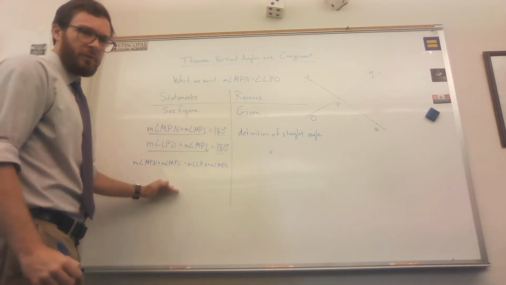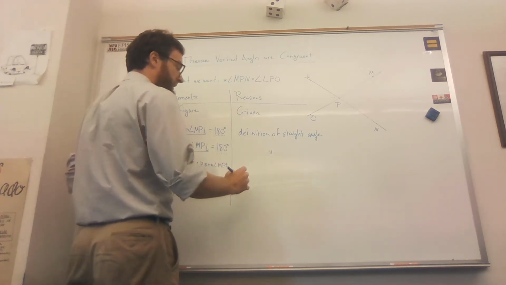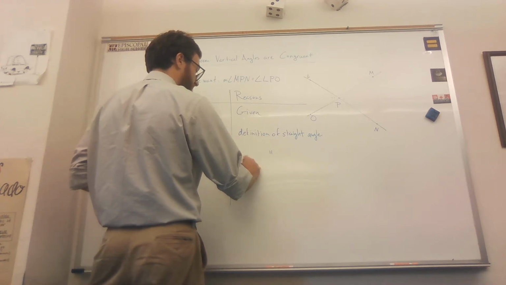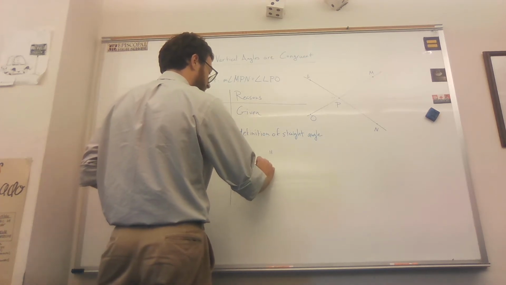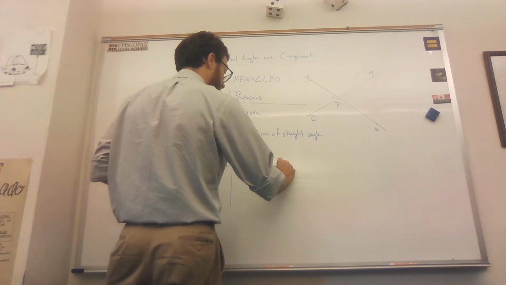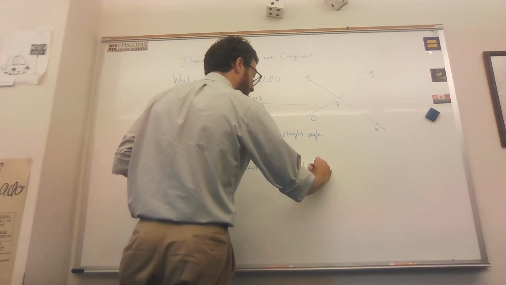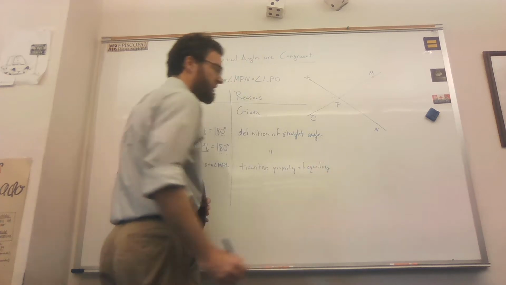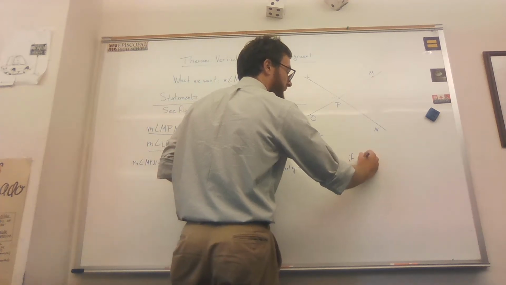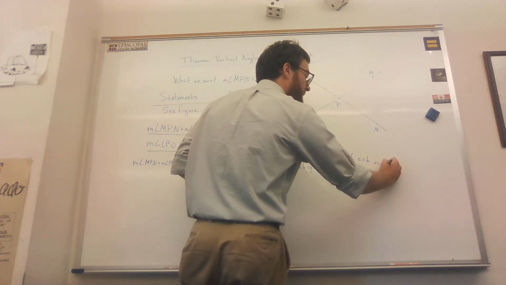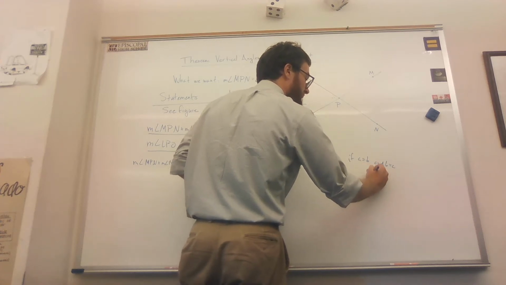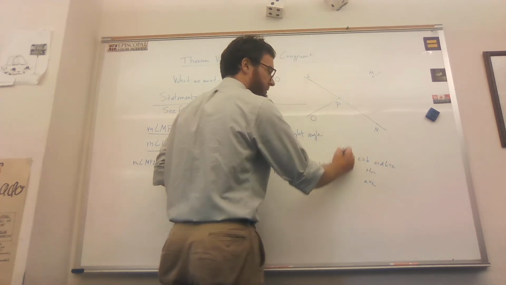Why is this true? Well, it's an important fact from algebra called the transitive property of equality. Transitive property of equality, which essentially says if A equals B and B equals C, then A and C must be equal to each other.